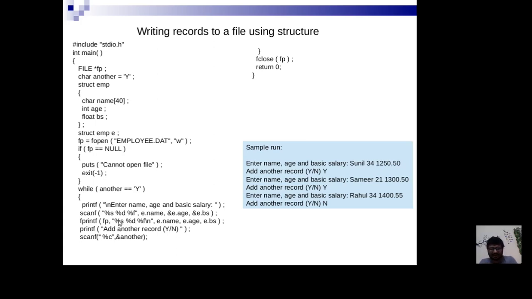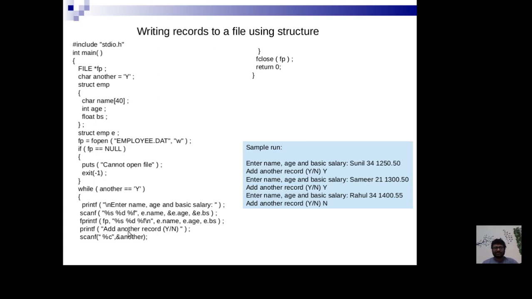in the file. And also I write an explicit new line in the end, so that the record that I'm going to enter next is actually written in a new line in the file. So it's a formatted output function.